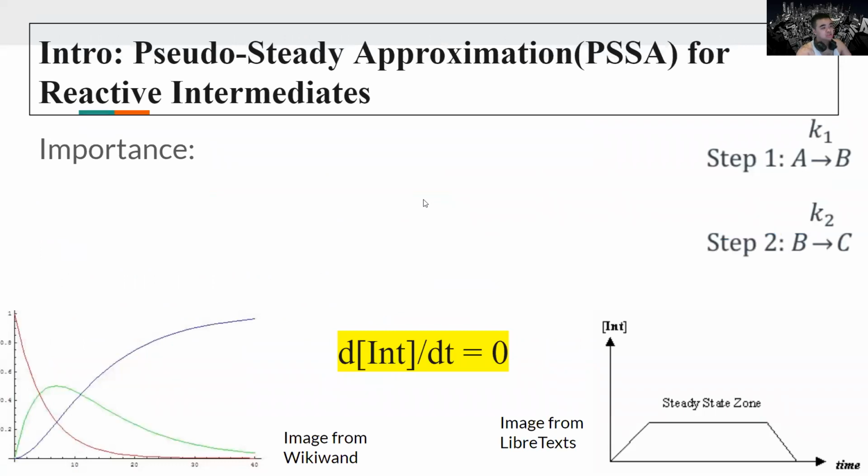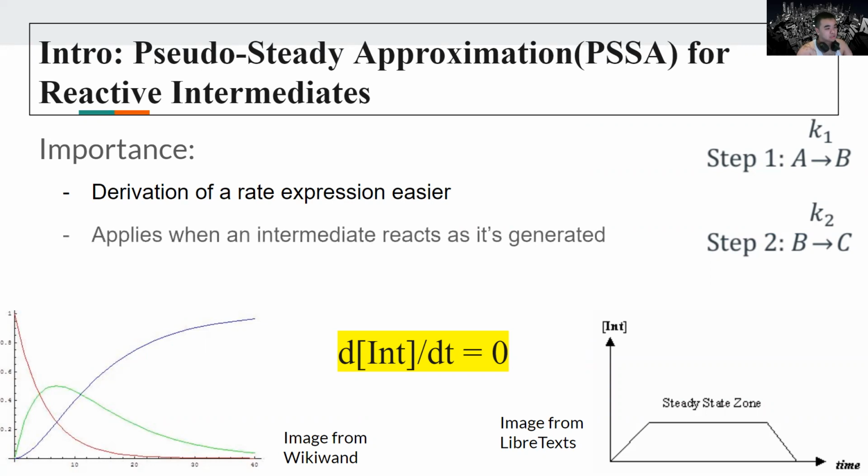Now, the pseudo-steady state approximation for a reactive intermediate. What is it? Well, the importance is that it makes the derivation of rate expressions much easier. It applies when an intermediate reacts as it's generated. And the simplest way to show it is when K2 is greater than K1. K2 is, as you can see right here, the second step in the reaction, and K1 is the first step.